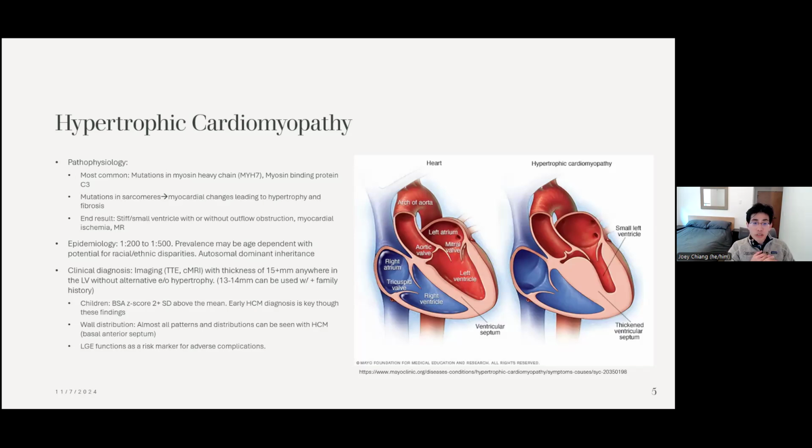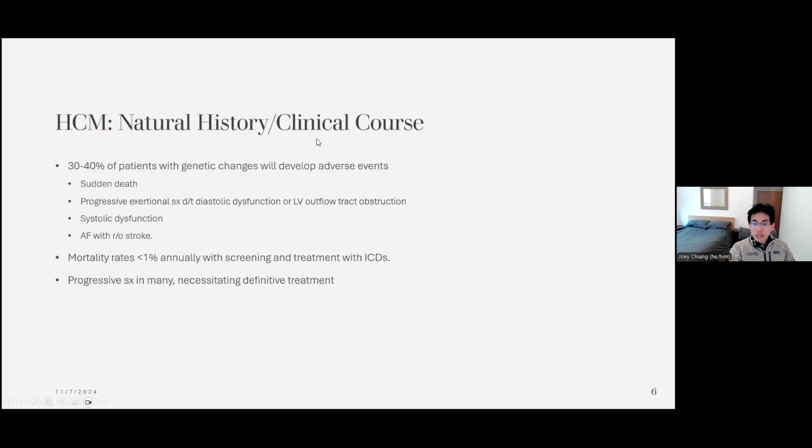So as far as the general natural history and course, 30 to 40% of patients with genetic changes develop adverse events. It does have some degree of variable penetrance, but thinking about the clinical outcomes there, the risk is really not worth the benefit for missing something like this: sudden cardiac death, heart failure, and other things like that. AFib is also one of those concerns in this population that's worth noting.